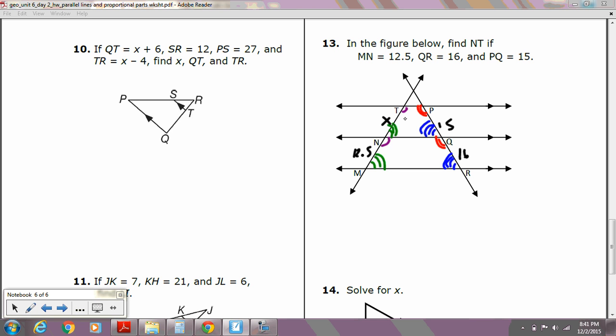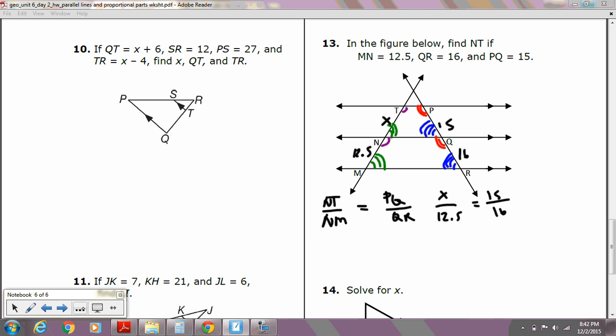If you notice, when we compare both trapezoids, we have part, part, part, part, and they're proportional parts. So in other words, NT is proportional with NM, PQ is proportional with QR. So if you substitute their values, you would have NT, which is x, over NM, 12.5, is equal to PQ, which is 15, over 16, which is QR. So when I do my parts, notice the parts of the smaller trapezoid are both at the top, and the parts of the bigger trapezoid are both at the bottom. You got to keep parts in the same location.